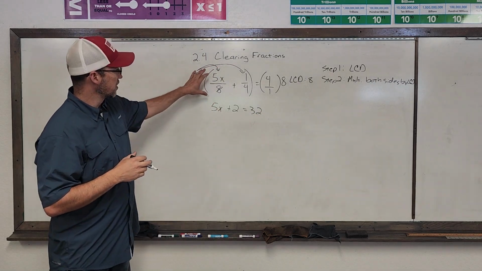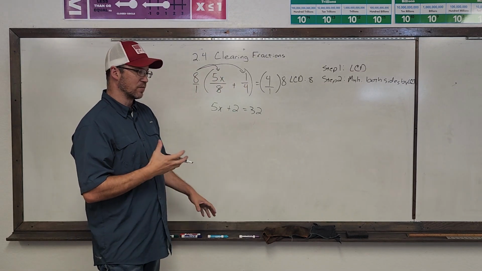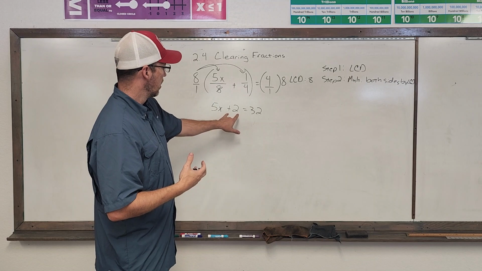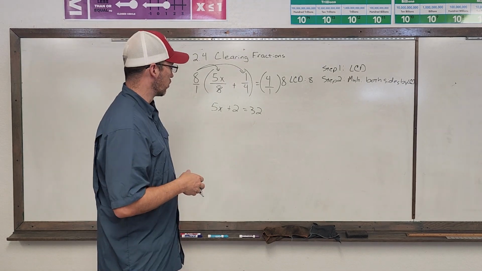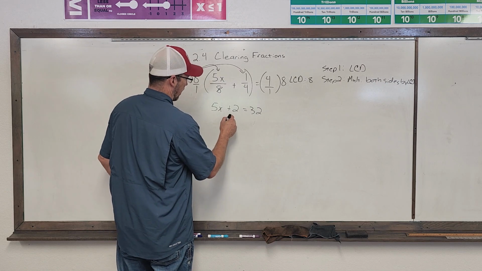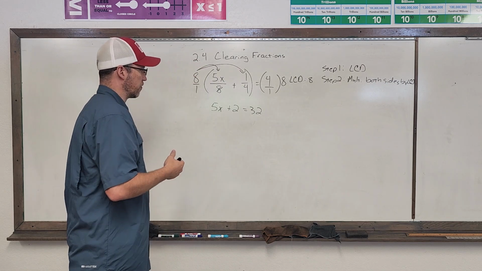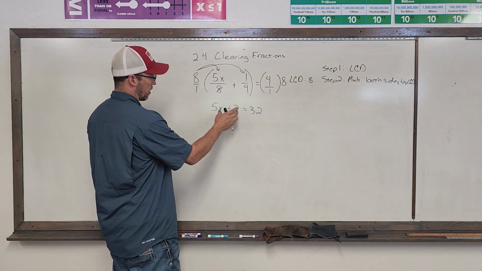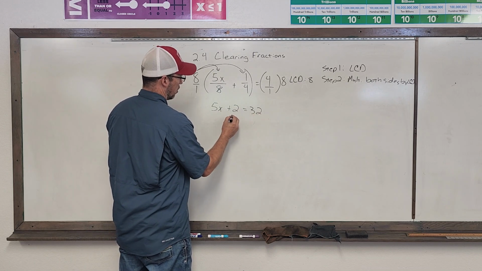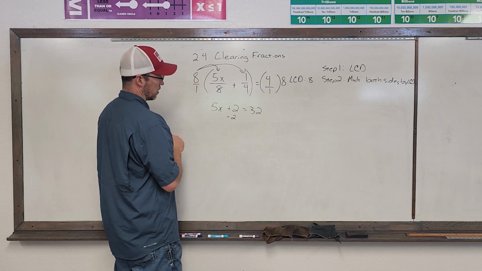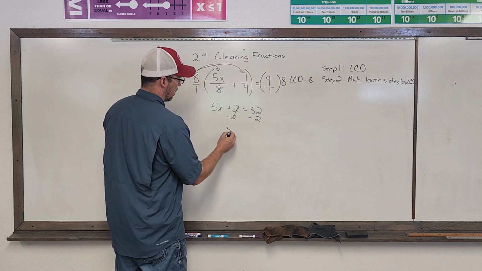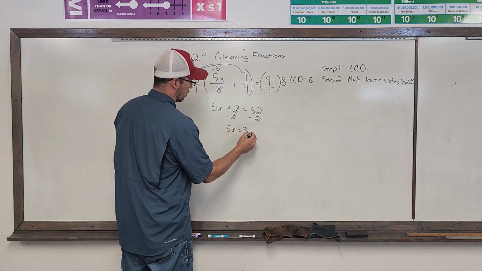I went from 5x over 8 plus 1/4 equals 4, something that a lot of us would have wanted to just throw our pencil away before we even started. And I made it into something that's pretty straightforward. Now I just need to isolate the variable, get the letter by itself. I do that by using the addition property of equality right now, so I know that I can add or subtract anything from this side as long as I do it to that side also. So I'm going to do the opposite of what's being done. I'll move that constant over here, subtract 2 from both sides. I get 5x equals 30.